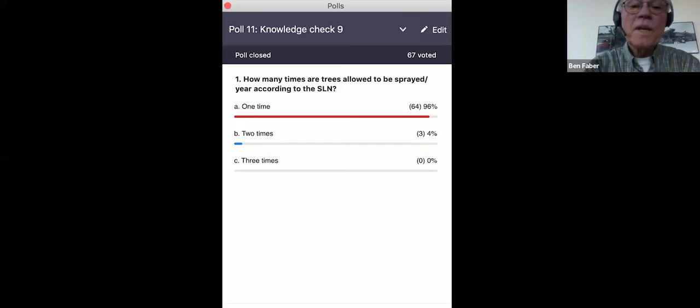How many times are trees allowed to be sprayed per year according to the SLN? 1 time, 2 times, 3 times? Yeah, 1 time. That's it. According to the SLN, 1 time.